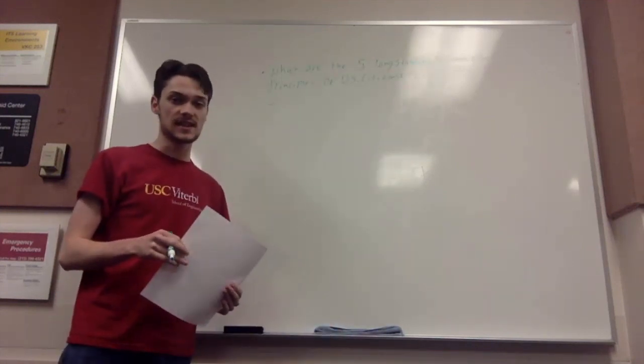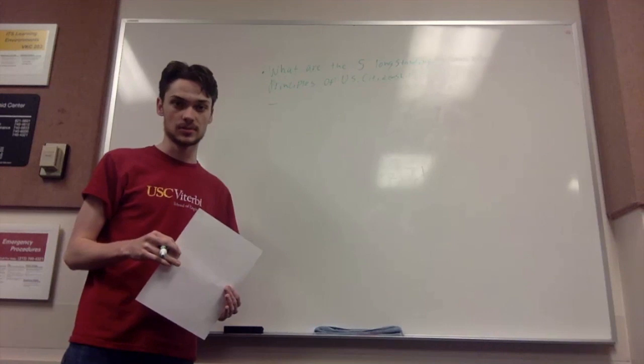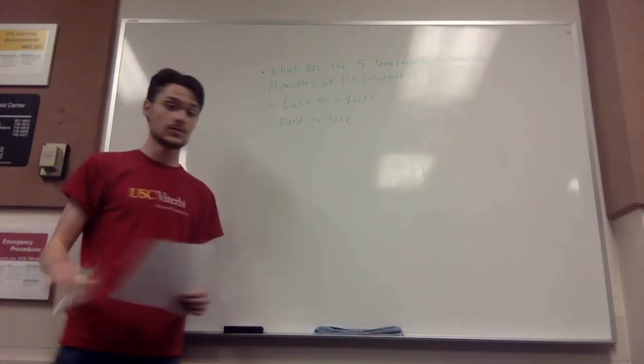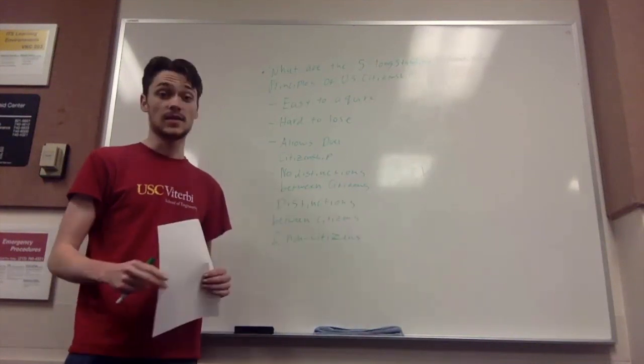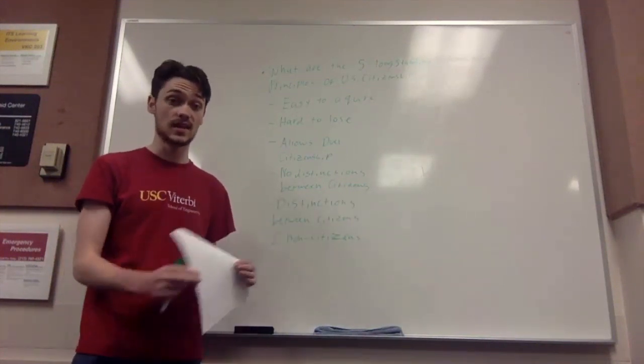There are 5 long-standing principles that govern US citizenship. It is easy to acquire, hard to lose, allows dual citizenship, there are no distinctions between citizens, and there are distinctions between citizens and non-citizens.